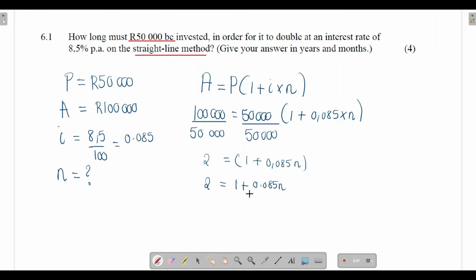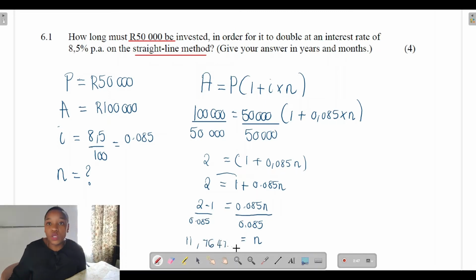Then you take the 1 to the other side, so it's 2 minus 1, which is equal to 0.085n. And if you divide by 0.085, what you do on the right-hand side, you need to do on the left-hand side. You'll find that your n is equal to 11.7647, and it goes on and on and on. So that is the value of our n.